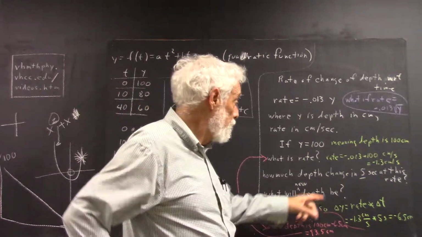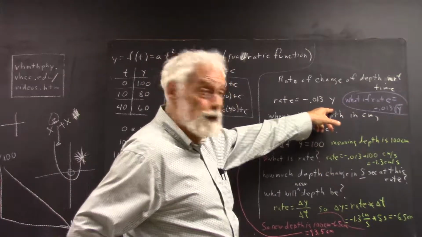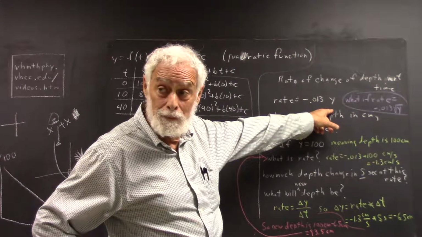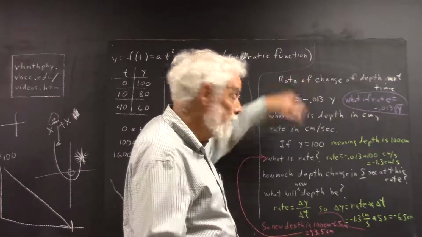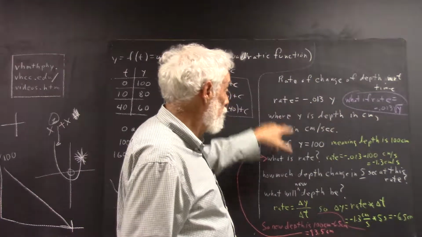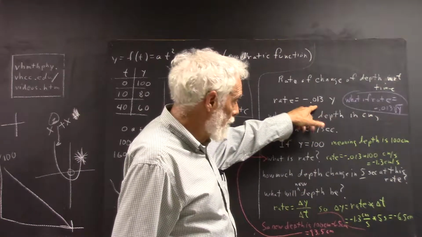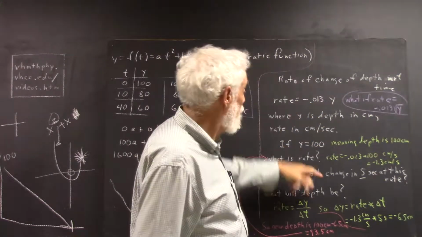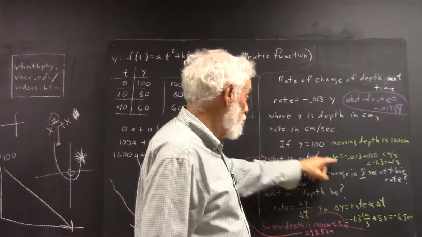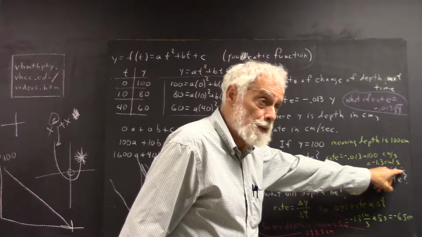Now, the rate, well, you have a rule for rate. Once you know y, you can find the rate, can't you? So whatever y is, we plug it in here and we get the rate. In this case, if y is 100, multiply that here, we get negative 1.3, and that means rate in centimeters per second. So the rate is negative 1.3 centimeters per second, right?